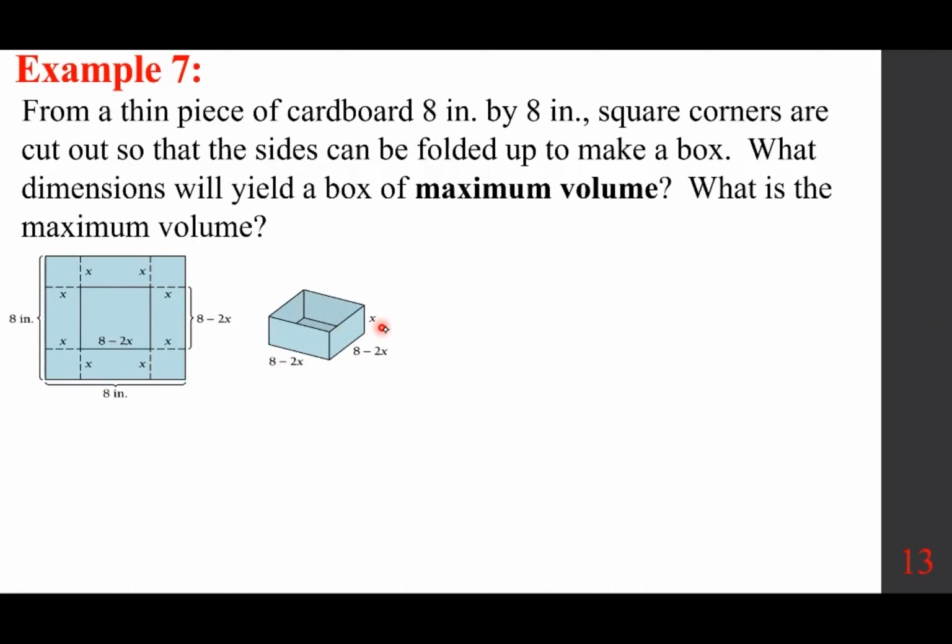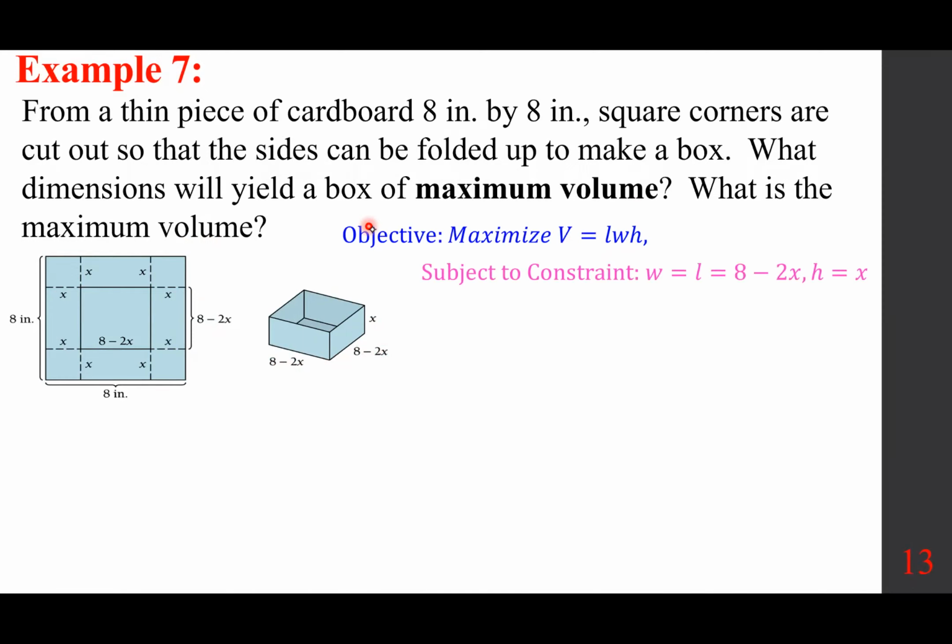So the objective is to maximize the volume, which has, generally speaking, the formula, the length times the width times the height. And the constraint is that we know the width is equal to the length, 8 minus 2x, and the height is x. That would be the constraint according to the cutting that we did. Therefore, the formula becomes x times (8 minus 2x) quantity squared. And remember, x must be positive because it's a dimension. Also, when we write that, x must be less than 4.